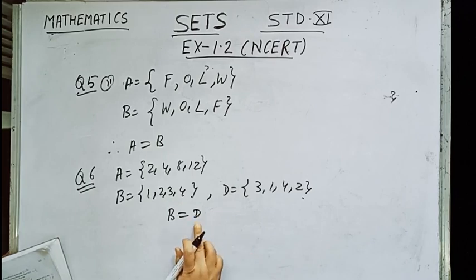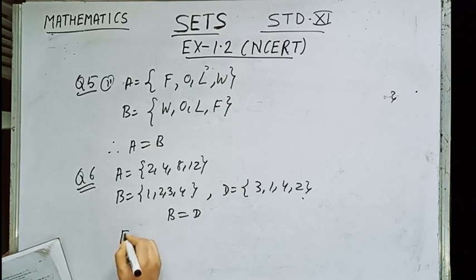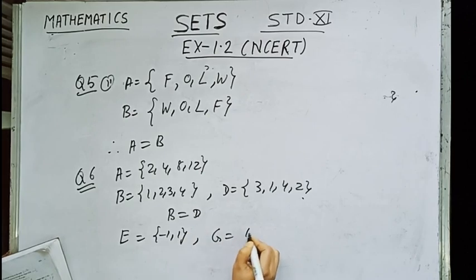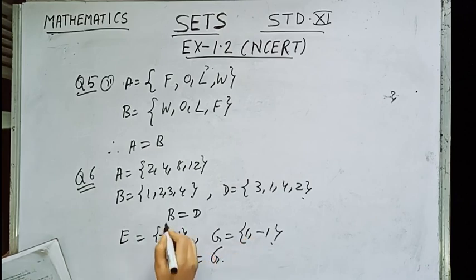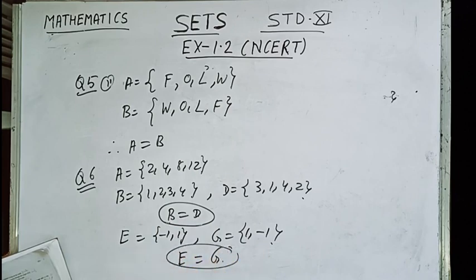E is {minus 1, 1} and G also is {1, minus 1}. So we can write E equals G. F is {0, a} which is not in any of the sets. H is {0, 1} which is also not in any of the sets. So among all the sets from A to H we find that the set B is equal to set D and set E is equal to set G. Now let us go to the next section of the set, that is subsets.